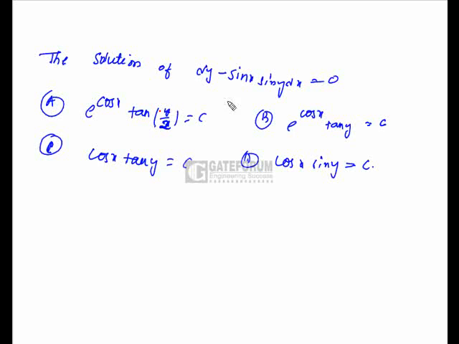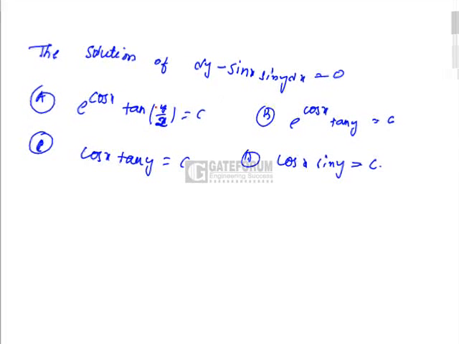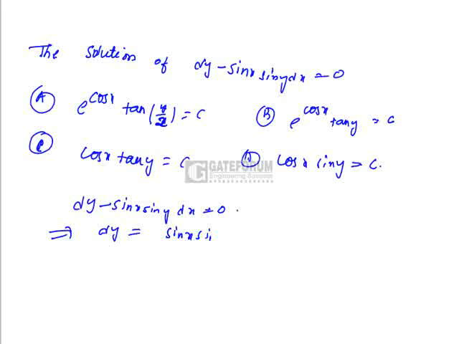In this problem, we have to find the solution of the differential equation dy minus sin x into sin y dx is equal to 0. I'll convert it into variable separable form. So I'll write it as dy is equal to sin x into sin y into dx. Bring all the similar terms to one side, so it will be dy by sin y is equal to sin x into dx.